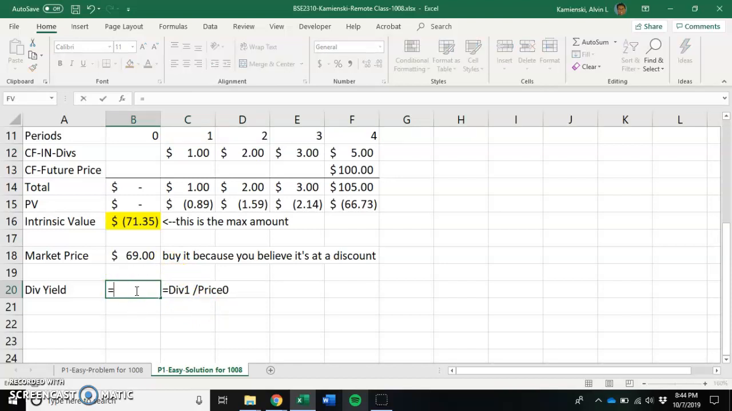So in our case, if the next dividend is $1 and the market price is currently $69, that suggests a dividend yield of 1.45%.